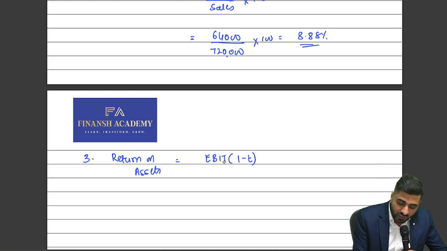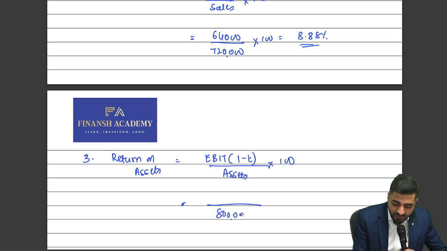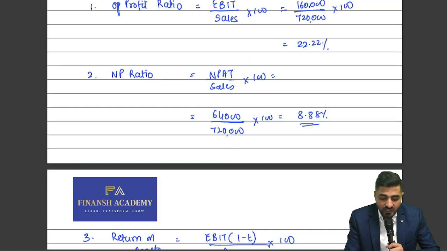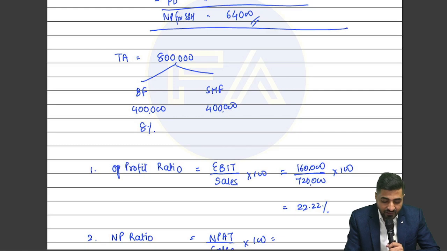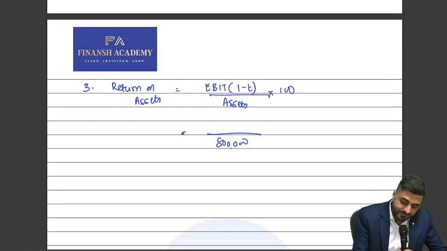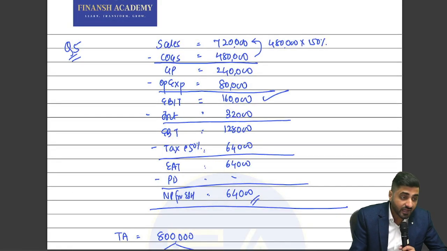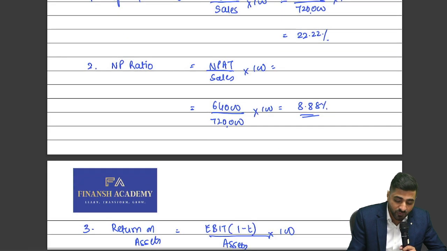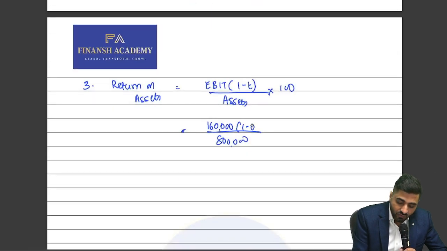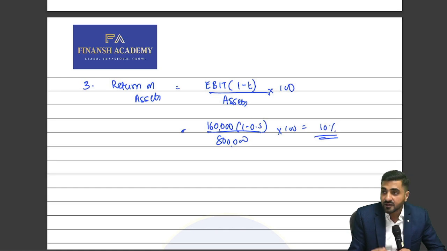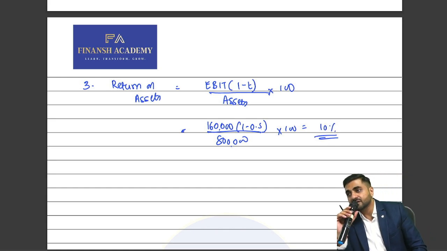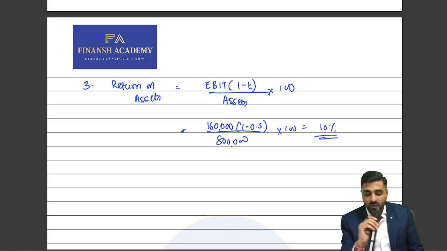Divide by total assets. What's the total assets? 8 lakhs. What's the amount of EBIT? 1 lakh 60. I want to convert that into post-tax. Tax rate is 50%. 1 minus 0.5 into 100. On your calculator it is 10%. 80,000 divided by 8 lakhs. With this, we are done with the third ratio.